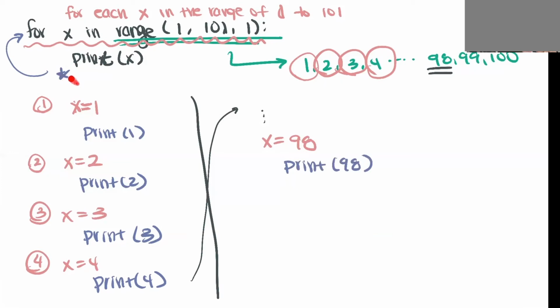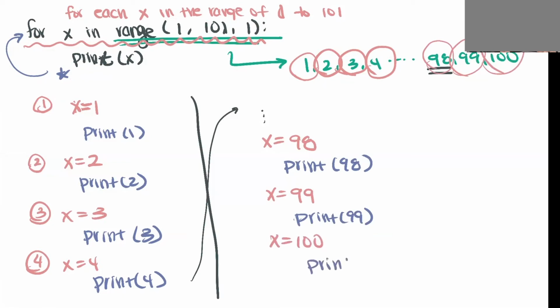Now that it's reached the bottom, it'll circle back up and then get the next number in the range. Since we already did 98, we would do 99 next. So x is 99, and it will go inside that code block, print 99, and circle back around, get the next number in the range, which is 100. So x is equal to 100. It'll print out 100. You have exhausted all of the numbers in your range, so you're done. So that's how it prints out numbers 1 through 100. Anyone have any questions?